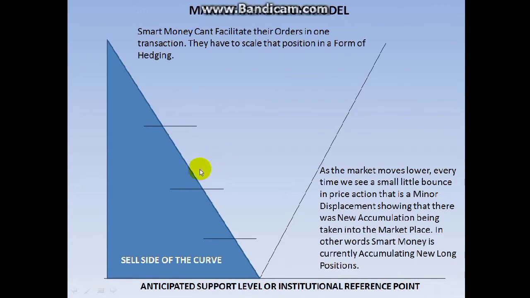Going down further, smart money can't facilitate their orders in one transaction. They have to scale that position in a form of hedging.